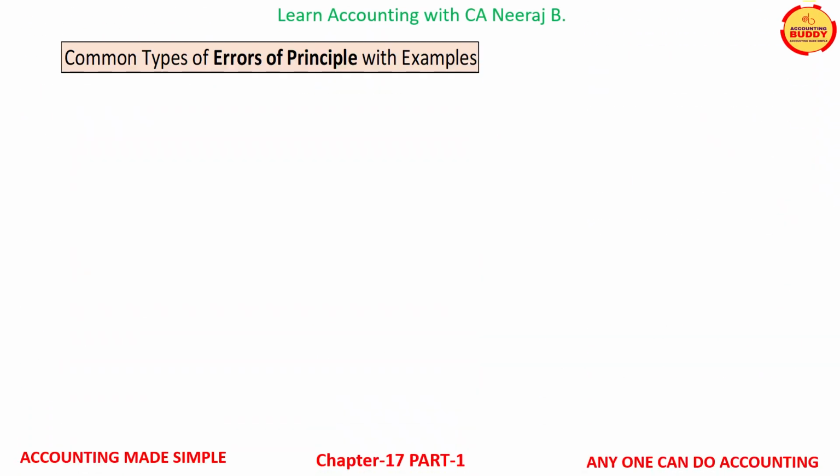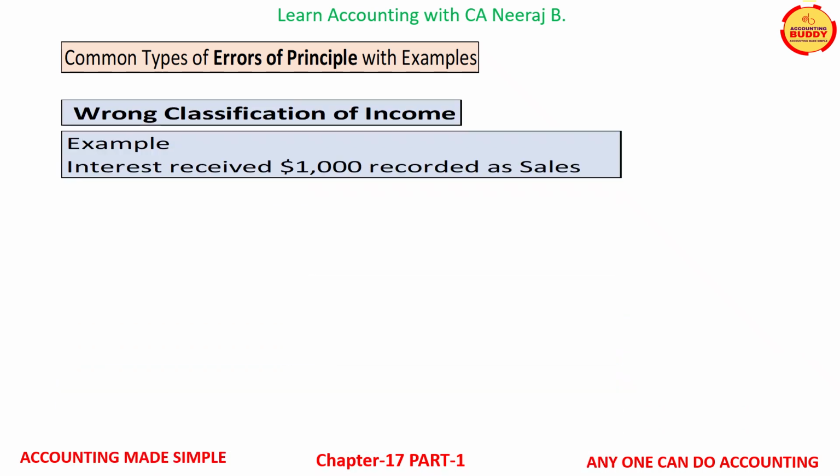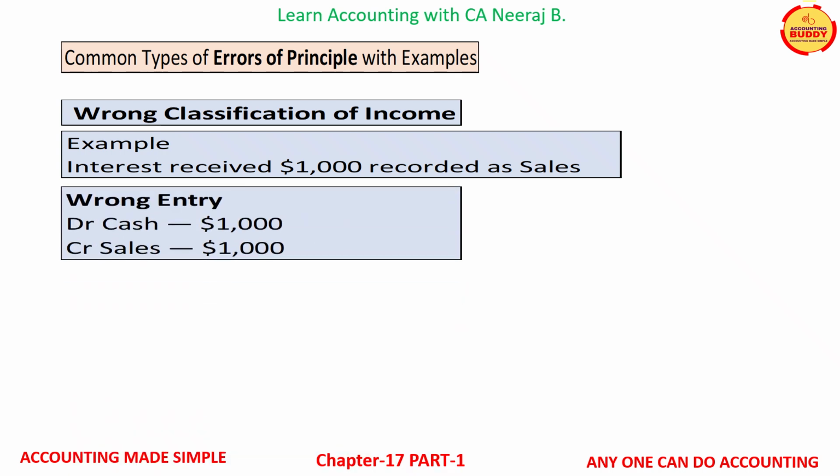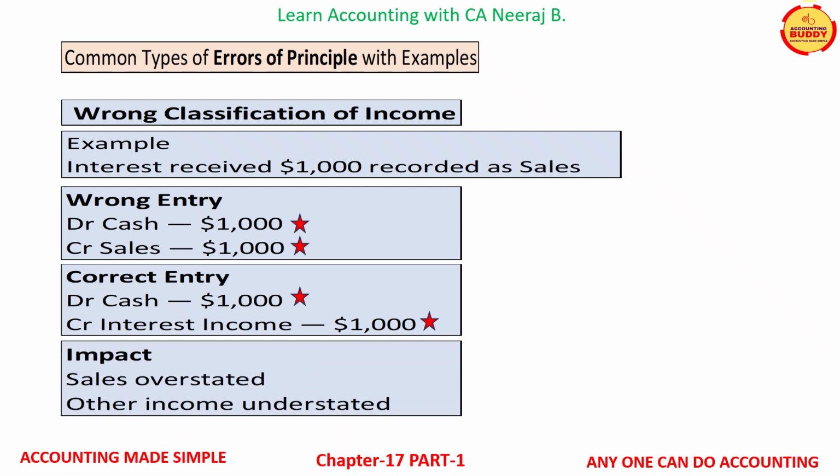Another type of error of principle is when income transactions are wrongly classified. For example, interest income received for $1,000 is recorded as sales. The wrong entry passed is debit cash account for $1,000 and credit sales account for $1,000. Whereas the correct entry is debit cash account by $1,000 and credit interest income account by $1,000. The impact of this error is that sales is overstated while the other income is understated.